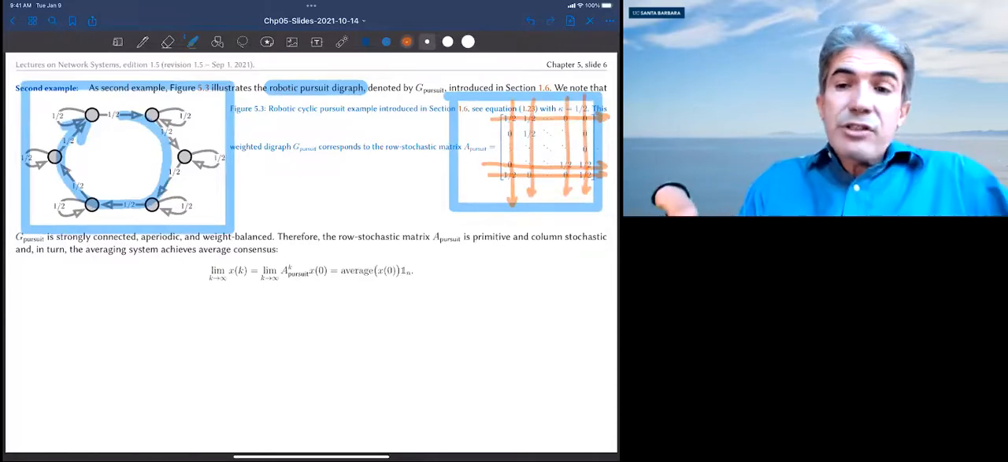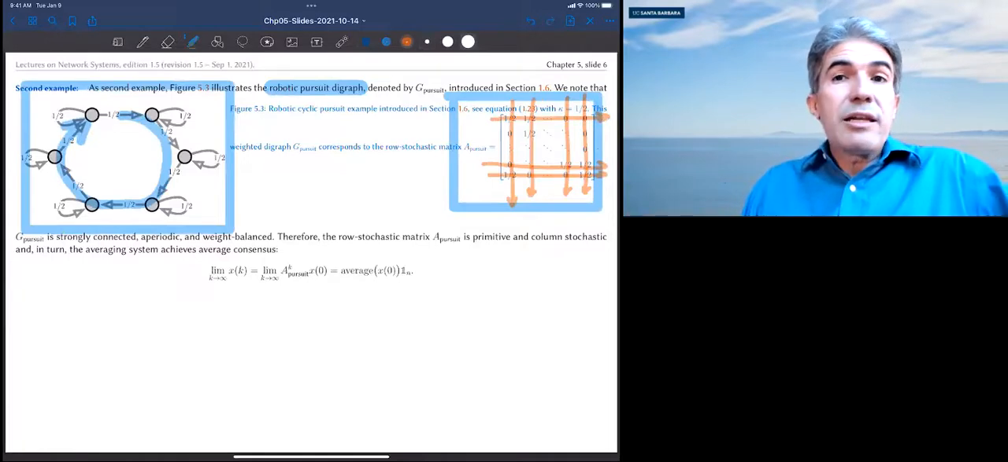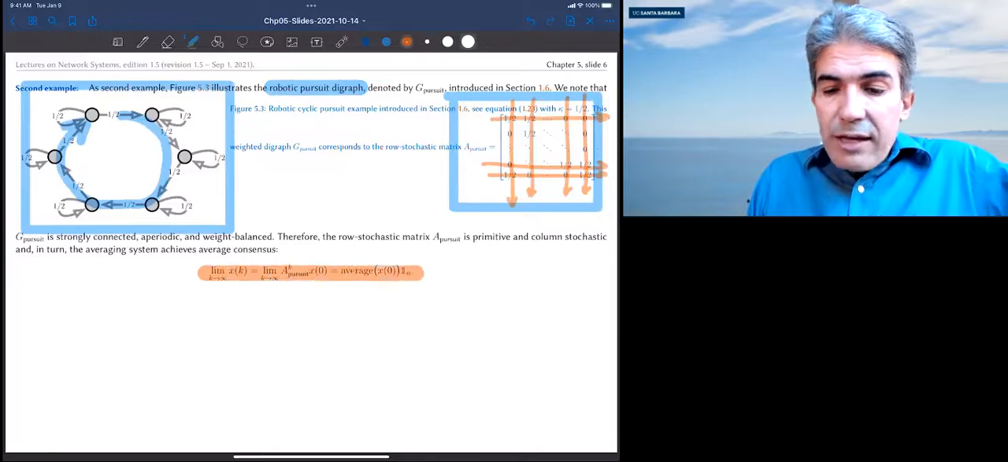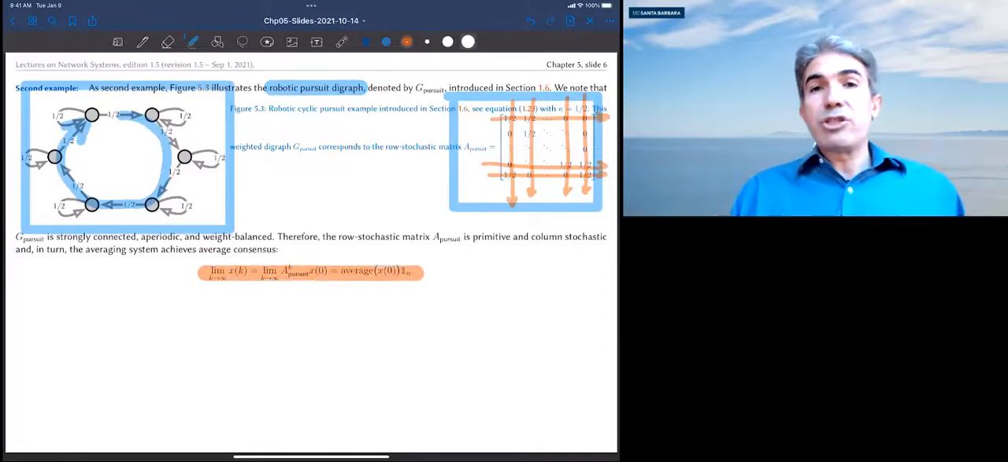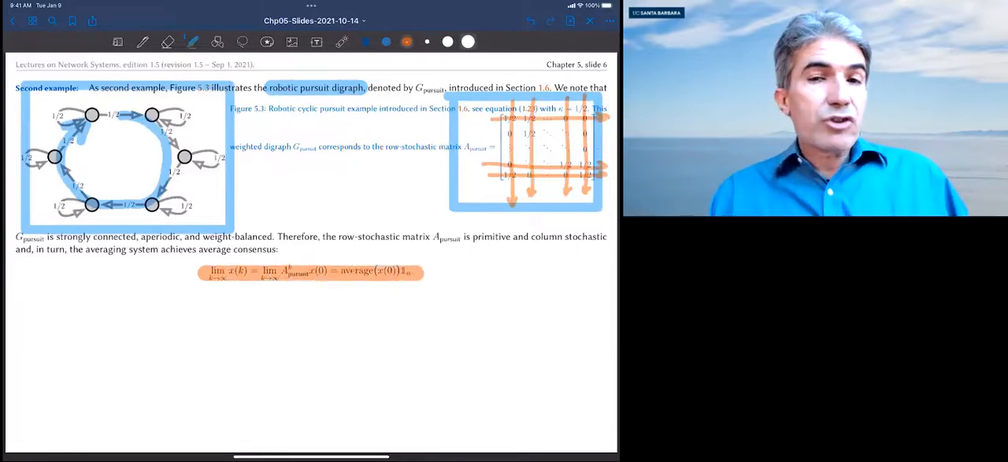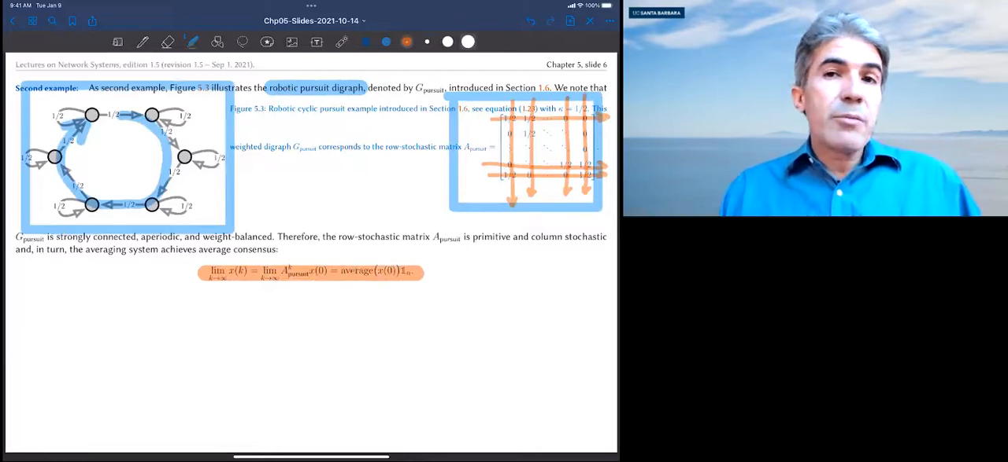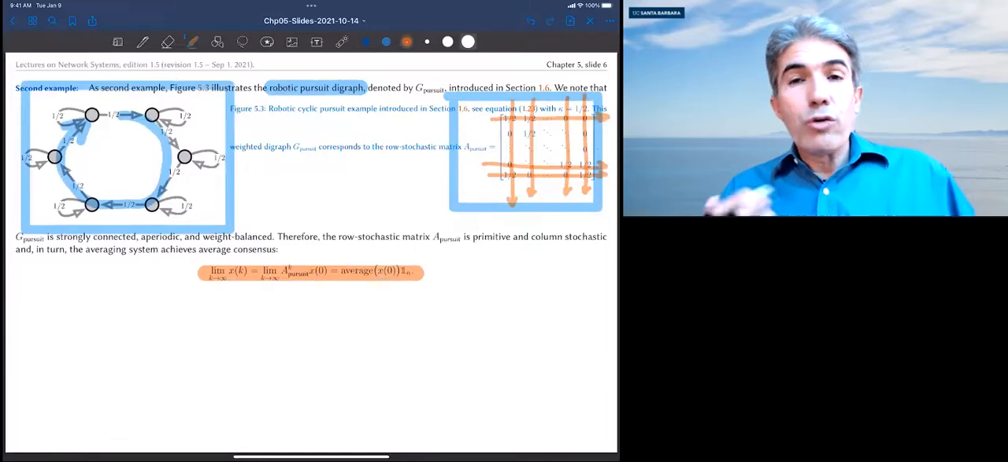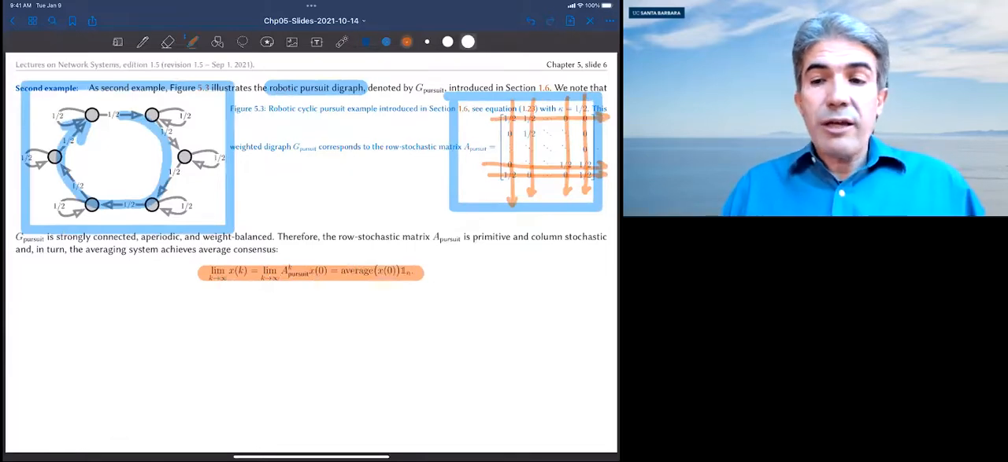And so what that means is that now I have a doubly stochastic matrix. The left dominant eigenvector is the vector of 1s. And so it turns out that we now reach average consensus. So average consensus is reached when, in the second example, on top of all the properties in the first example, we also have column stochasticity of the matrix A.